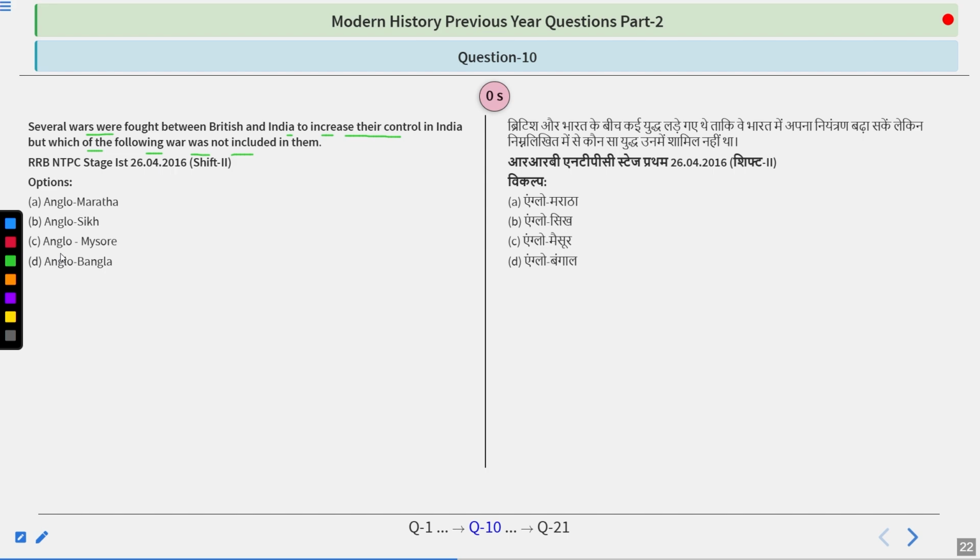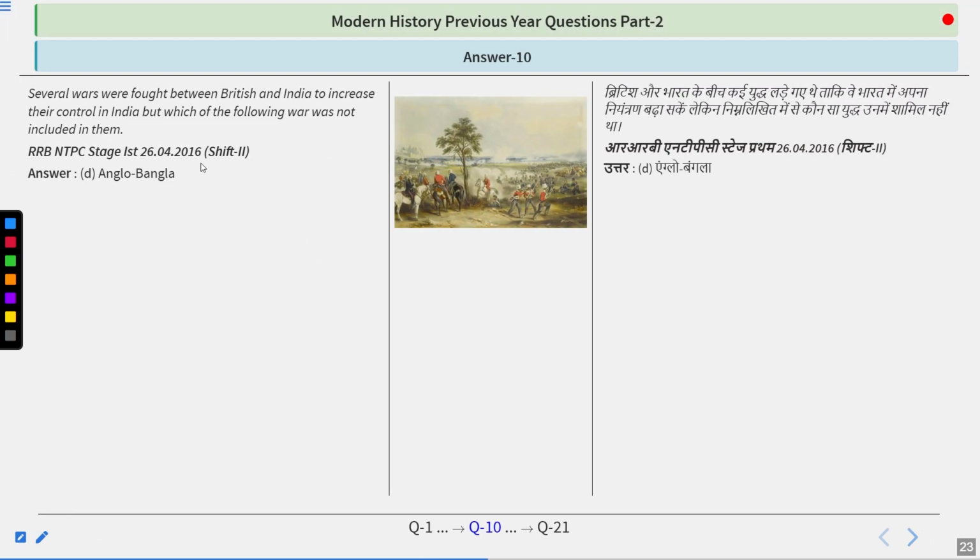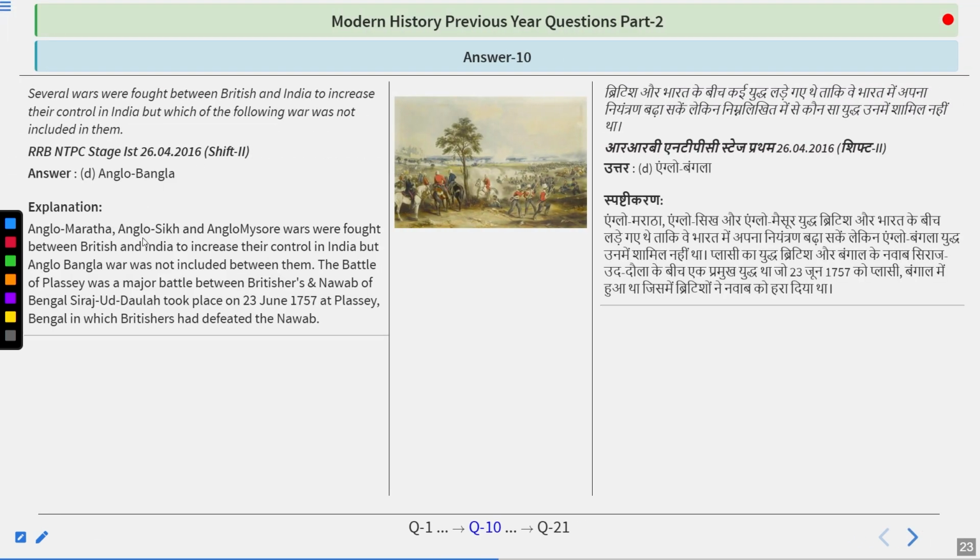I guess you have figured it out. The answer is Anglo-Bangla. Anglo-Maratha, Anglo-Sikh, and Anglo-Mysore wars were fought between the British and India to increase their control in India, but the Anglo-Bangla war was not included among them.